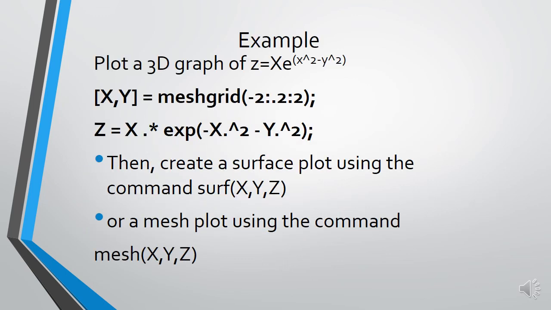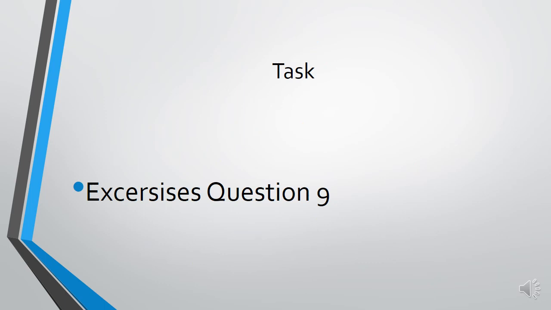You have an example to carry out there to plot a 3D graph of z is equal to x e to the power x squared minus y squared. So the steps are outlined there. May you carry out this example and prepare for our live class discussions over the weekend. We also have got a task on our exercises in our Google Classroom where you need to try out question 9.